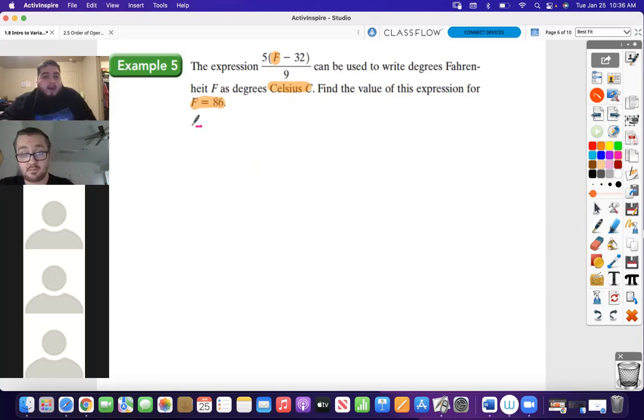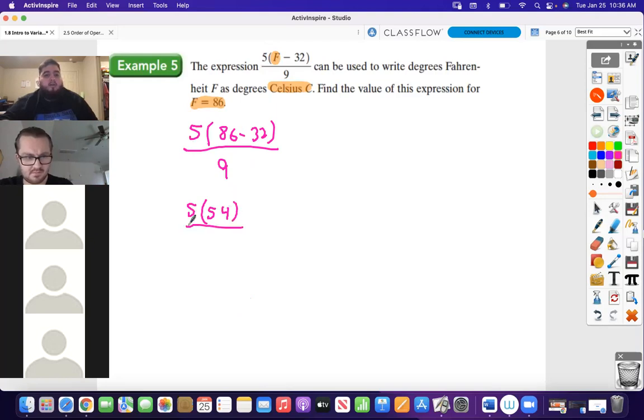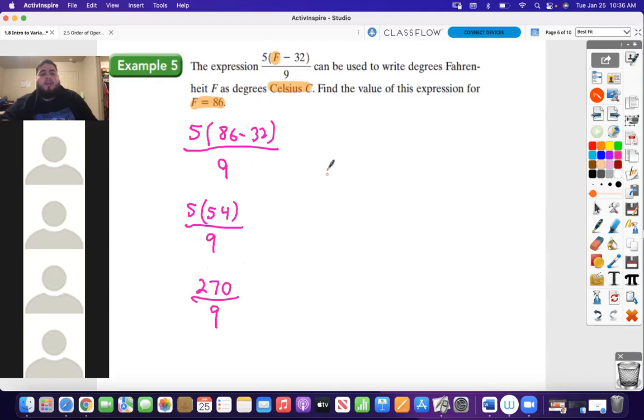So we're going to have 5 parentheses 86 minus 32 over 9. And then we use algebra to simplify. PEMDAS, right? Do the parentheses first. It'll be 5 parentheses 86 minus 32 is 54 over 9. Multiply. I got 30. You got 30. 5 times 54, I believe, is 270 over 9, which I believe does simplify to 30. So if you managed to get 30 on your own, guys, good job.